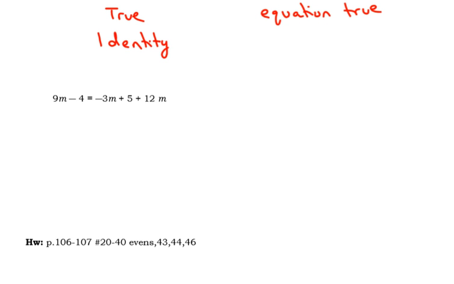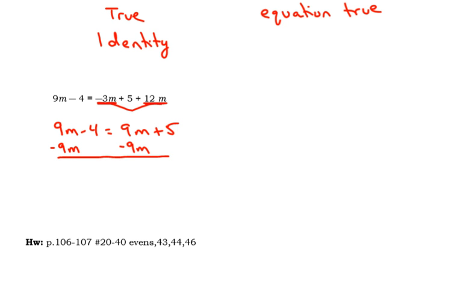9m minus 4 equals negative 3m plus 5 plus 12m. What I want you to notice is we have variables on the same side of the equal sign, which means we just combine them together. Negative 3 plus 12 is positive 9m, and I'm left with a plus 5. Now I've got variables on both sides, so I'm going to subtract 9m. 9m minus 9m is 0, so that leaves me with negative 4 on the left-hand side. And 9m minus 9m on the right-hand side is also 0, leaving me with a 5 on the right-hand side. Now this sentence doesn't make any sense because negative 4 doesn't equal 5. Since I have a statement that's not equal, that means that there is no solution.